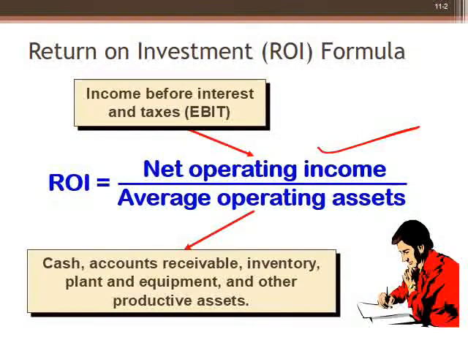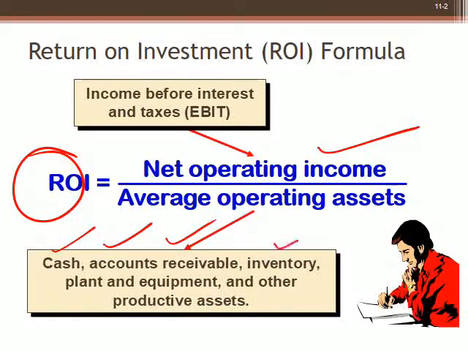An investment center's performance is often evaluated by using this measure, right? And how do we calculate that? Net operating income divided by average operating assets. Average operating assets include cash, accounts receivable, inventory, plant and equipment, and other productive assets. Whereas net operating income is what we called earnings before interest and taxes.